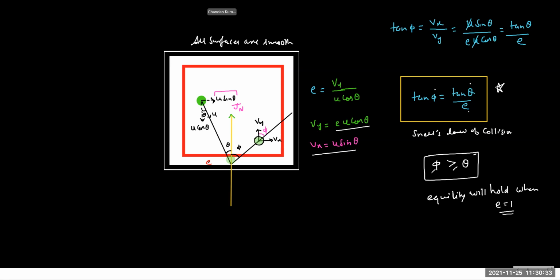So let's say you have an inclined plane and you drop a ball, just click a photograph of the reflection direction of the ball, and from that photograph, you can draw the angle and actually find the E value. So that's not very difficult.